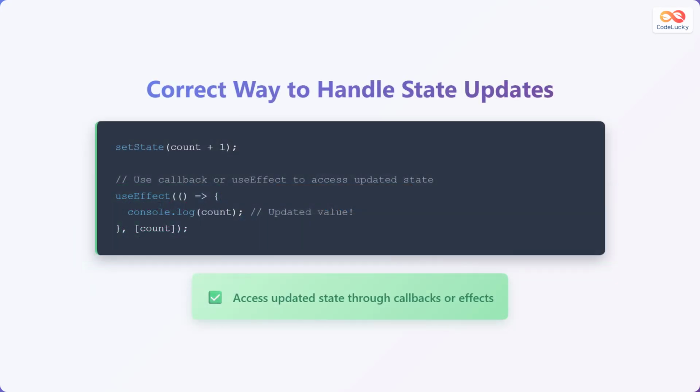How can we correctly handle state updates given their asynchronous nature? After calling the setState function, it's important to avoid immediately relying on the updated state value. Instead, use a callback function or the useEffect hook to access the updated state after it has been processed. Here's an example of how we can make this happen. We can call the useEffect hook with count as its dependency, and inside it we can print the value of count to the console.